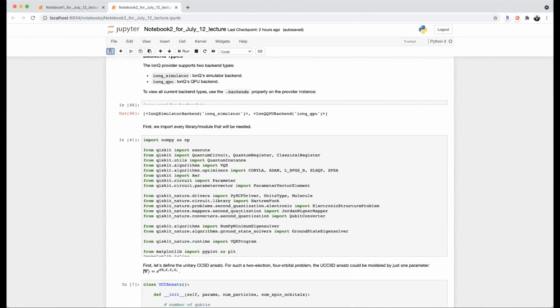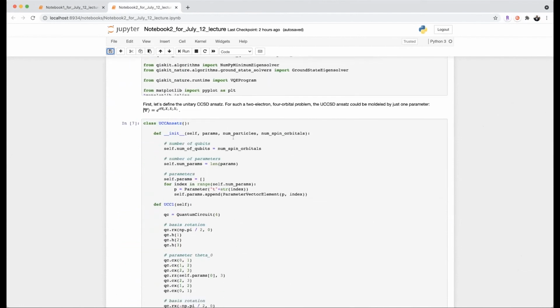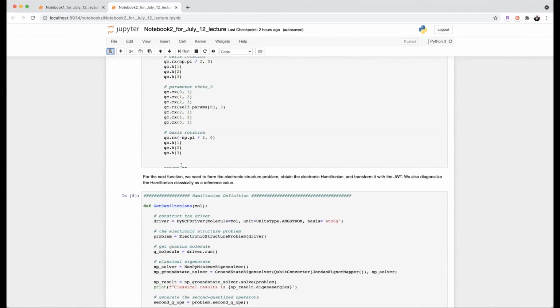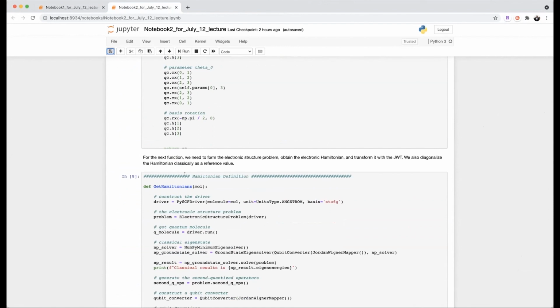modules from Qiskit. Okay, so the first thing we need to do is define the unitary coupled cluster UCCSD ansatz. For such a 2-electron 4-orbital problem, the UCCSD ansatz could be modeled by just one parameter, so that the ansatz looks like this. So the exponential of i theta times the Pauli strings, and it should be multiplied by the Hartree-Fock state. All right, so the next function forms the electronic structure problem, obtains the electronic Hamiltonian, and then transforms it with the Jordan-Wigner transformation. And we also diagonalize the Hamiltonian classically as a reference value.